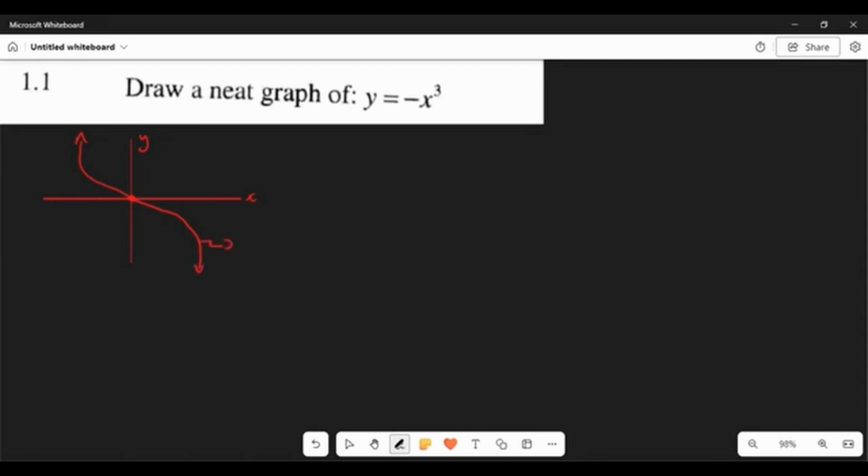So you name this graph y is equal to negative x cubed. When it's negative, it's going to lie on the second quadrant and the fourth quadrant. If it was positive, maybe y is equal to x to the power of 3, it was going to lie on the first quadrant and the third quadrant. So this is how you're supposed to draw this graph, guys. There's nothing to it. I hope you managed to draw it.